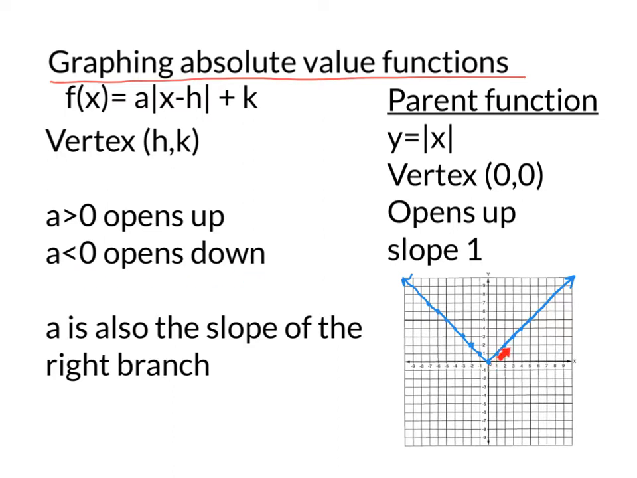A is also the slope of this right branch. So in our parent function, y equals the absolute value of x, the a is 1. And so my slope is up 1 over 1. That's my right branch. My left branch is the negative version of that, up 1, left 1. And so we can use that information to draw our absolute value graphs without having to make a table.